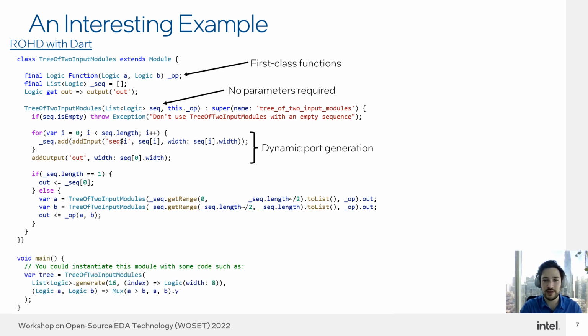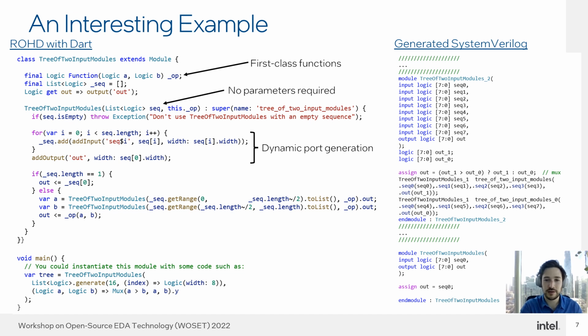We can instantiate an example of this module to find the largest input to the module. This code generates a list of 16 8-bit logic signals. The operation to be performed, op, is to create a mux, which returns A if A is greater than B, otherwise B.